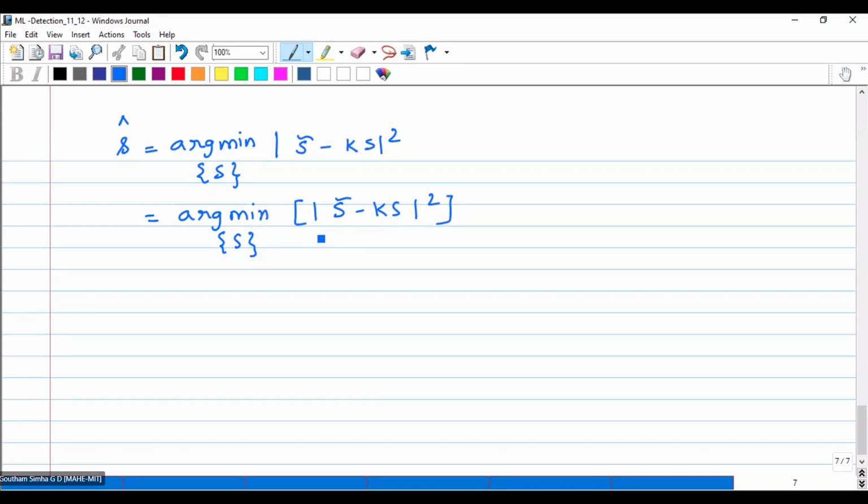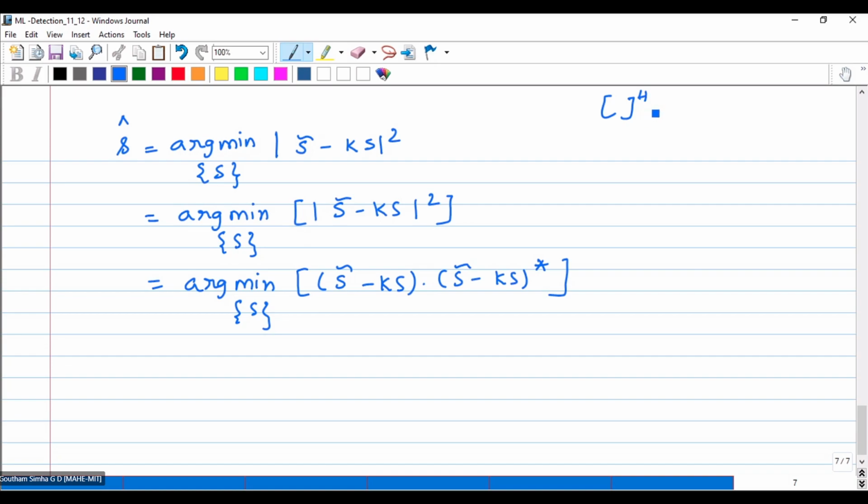S tilde minus Ks, how do you write? Since this is complex conjugate or the Hermitian, you have argmin of given S can be written in terms of S tilde minus Ks into S tilde minus Ks conjugate. Hermitian, if you use it, it becomes complex. Instead of conjugate, if you use H, that becomes the complex conjugate, since the gains of the channel matrix are complex. So for the sake of understanding, I'm writing it as conjugate.